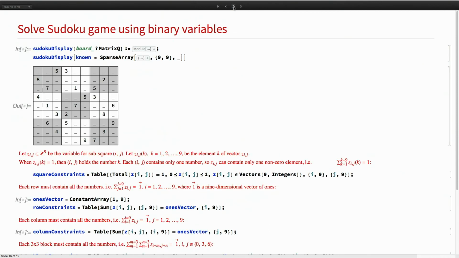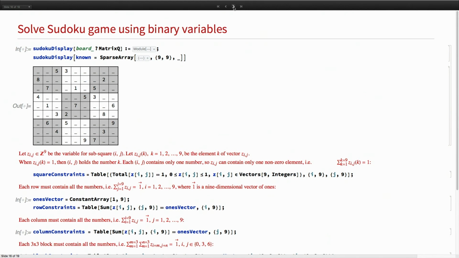Sudoku. Let's solve the Sudoku problem. This is a typically hard Sudoku problem, and I think it got a lot of attention because the number of knowns is quite small.